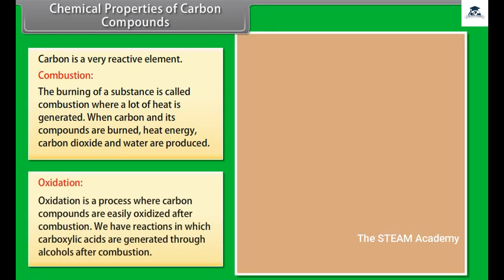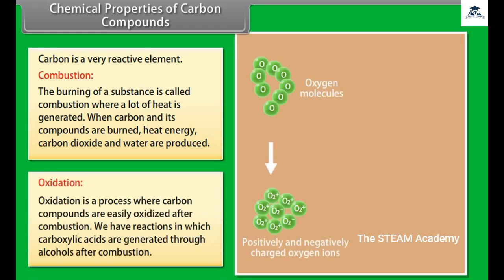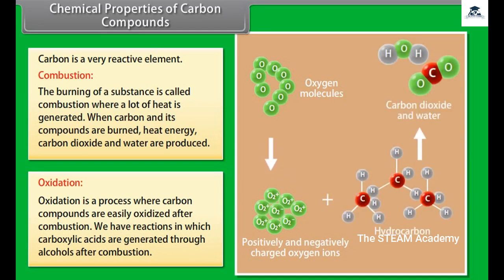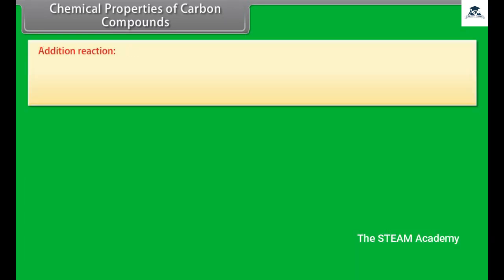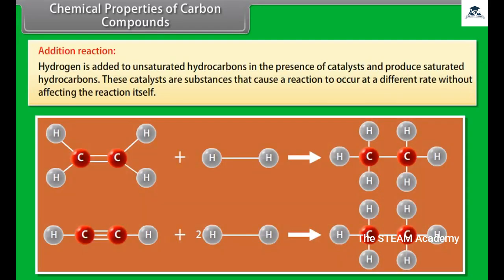Oxidation. Oxidation is a process where carbon compounds are easily oxidized after combustion. After complete oxidation, additionally, we have reactions in which carboxylic acids are generated through alcohol after combustion. Addition reaction. Hydrogen is added to unsaturated hydrocarbons in the presence of catalysts and produce saturated hydrocarbons. These catalysts are substances that cause a reaction to occur or proceed at a different rate without affecting the reaction itself.